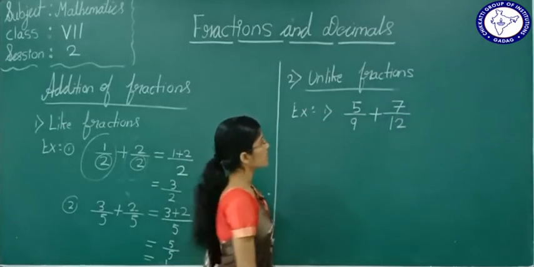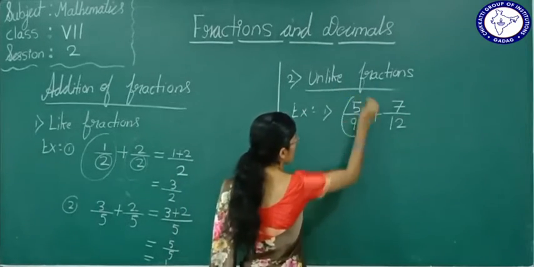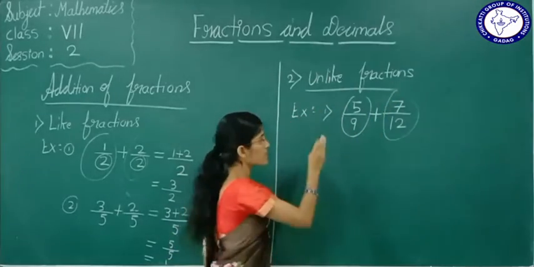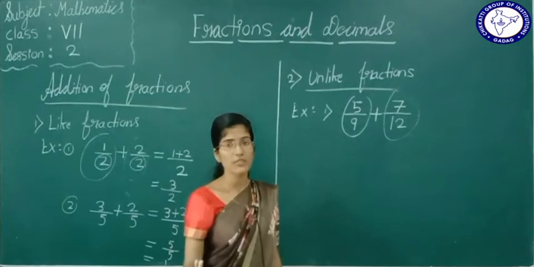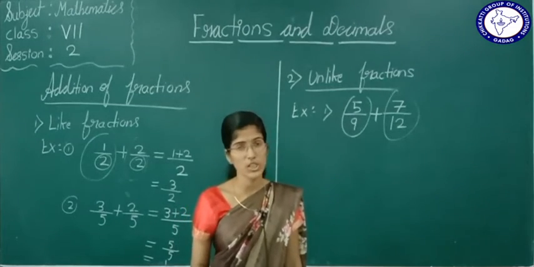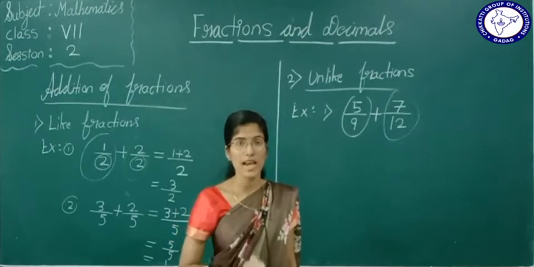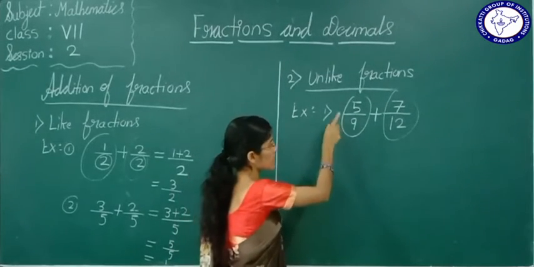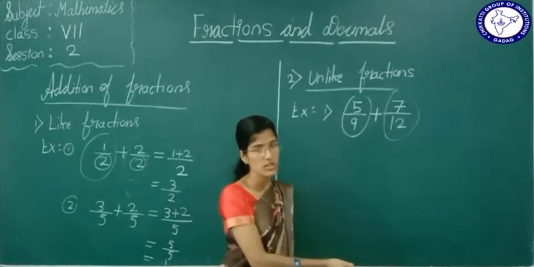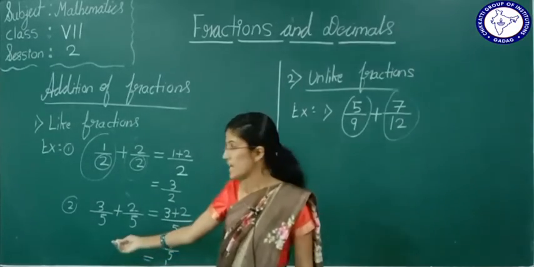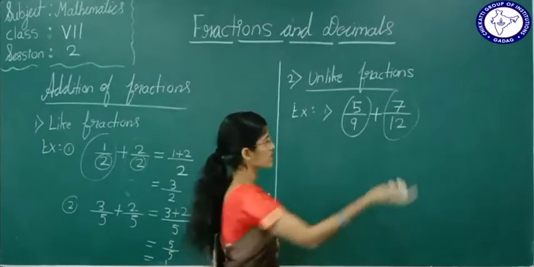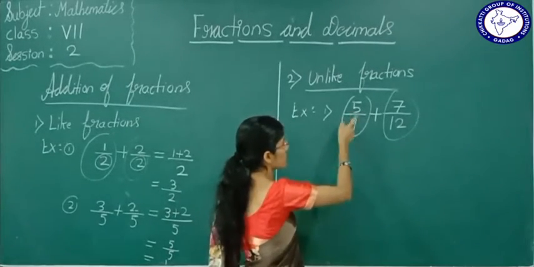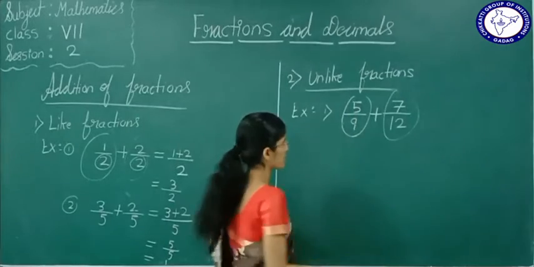While adding unlike fractions, first convert the unlike fractions into like fractions. Do you know how to convert unlike fractions into like fractions? Yes or no? First you have to convert unlike fractions into like fractions, and you know how to add like fractions. So we will convert this unlike fraction into like fractions.